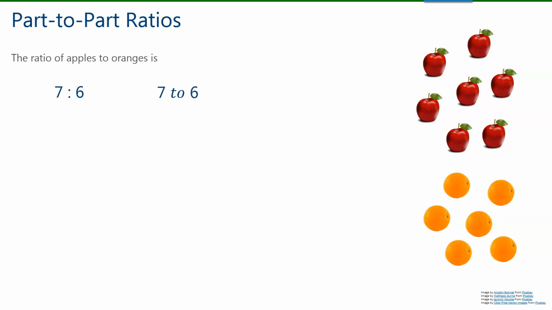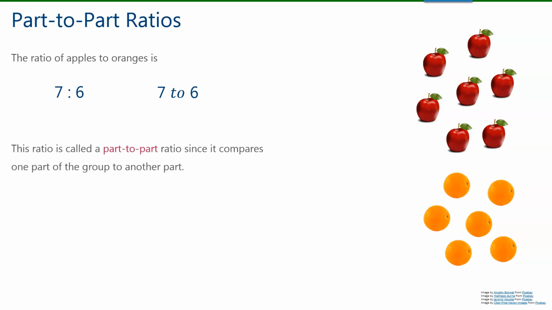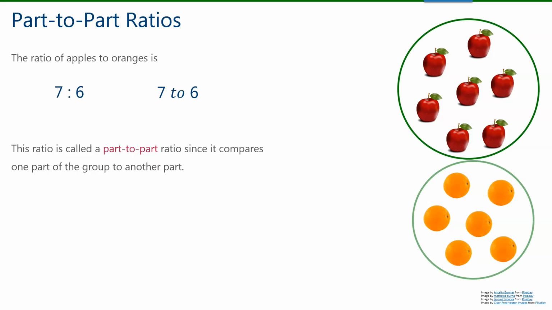In this picture, the ratio of apples to oranges is 7 to 6. There are 7 apples and 6 oranges. It can be written as 7 colon 6 or 7 to 6. This ratio is called a part-to-part ratio since it compares one part of the group to another part of the group. It's comparing the number of apples to the number of oranges.